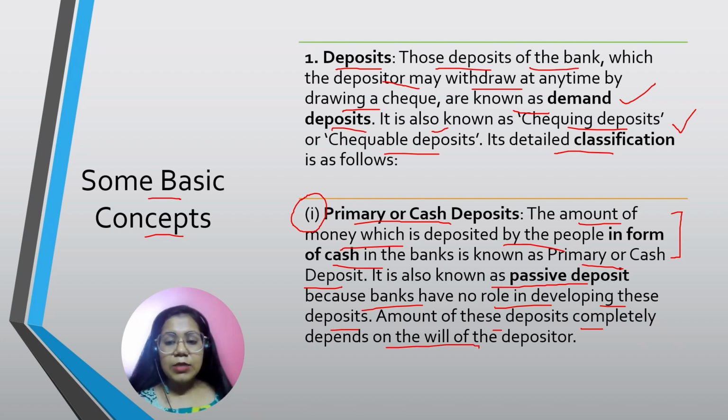See, what do we mean by this last line? It could be that a consumer wants to put in only 100 rupees in his bank, or maybe he wants to put in 1 crore. So the amount of the deposits depends on my will, that is, on the will of the depositor, and it has no role of the banks. So that is why this is known as a passive deposit. Okay, so now let's go to the next classification.